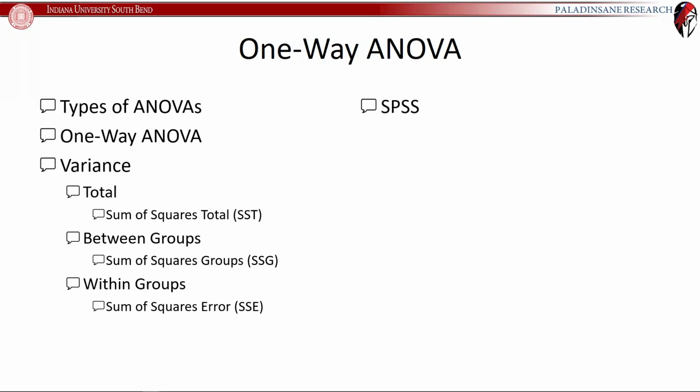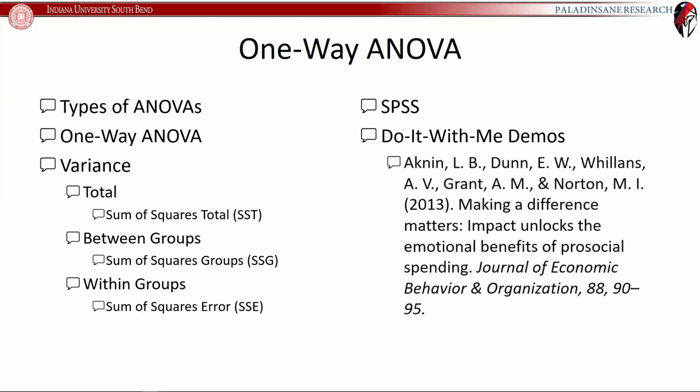So we'll talk about what each of those is in time. And then we'll take a look at SPSS, and we'll have a Do It With Me demo that you can follow along with. And we're going to take a look at a study by Aknin et al., Making a Difference Matters, Impact Unlocks the Emotional Benefits of Prosocial Spending, that basically took a look at what circumstances determine whether giving somebody something, whether giving somebody a gift actually makes you feel better.